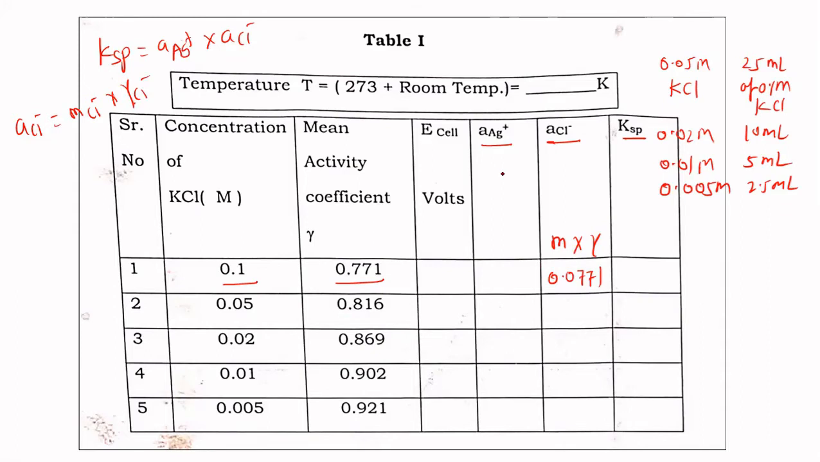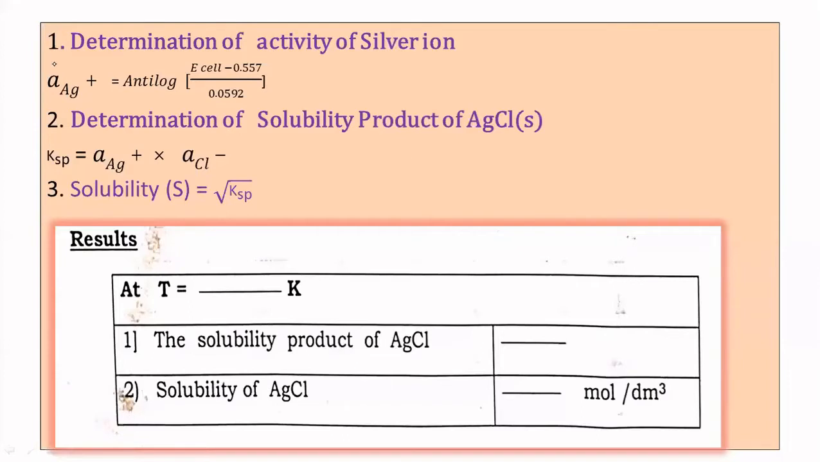Now how to determine the activity of the silver ion? It is most important here. You can see in this formula, activity of the silver ion is equal to antilog of EMF of the cell minus 0.557 divided by this value 0.0592. So we can put just the EMF of the cell here, and we get the activity of the silver ion. Later on we can determine the solubility product using this formula: Ksp is equal to activity of the silver ion multiplied by the activity of the Cl- ion.